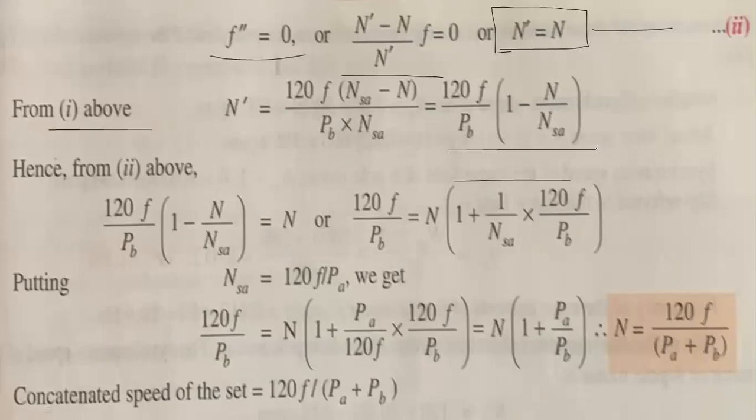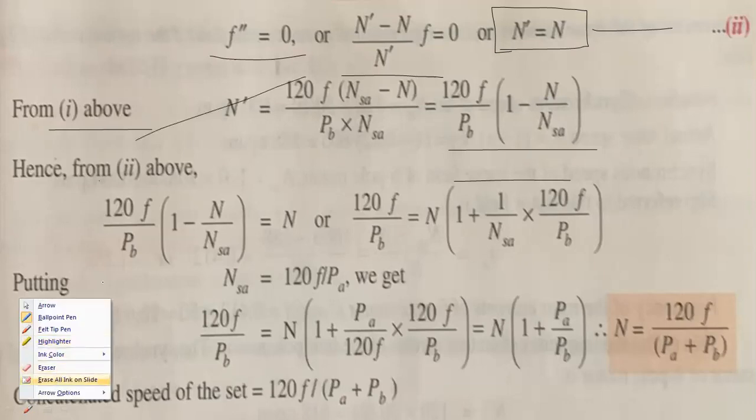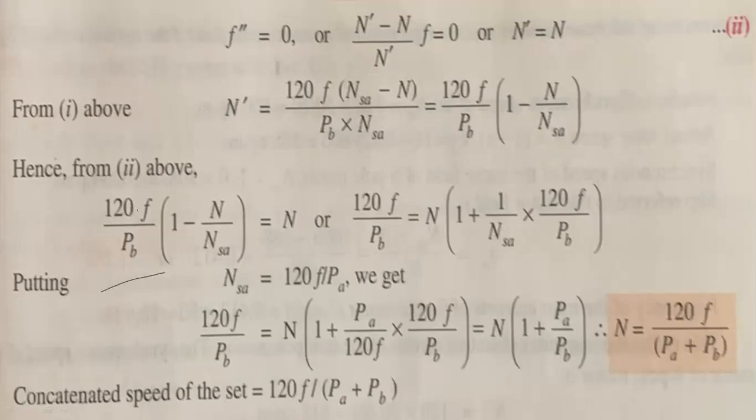And we have to write the condition from the second equation. If I substitute, what happens? N dash is equal to N, I am putting N. So 120 F by PB into 1 minus N by NSA is N dash, and we are taking N dash equal to N. So I can simply put N in the place of N dash. So N is equal to 120 F by PB into 1 minus N by NSA.